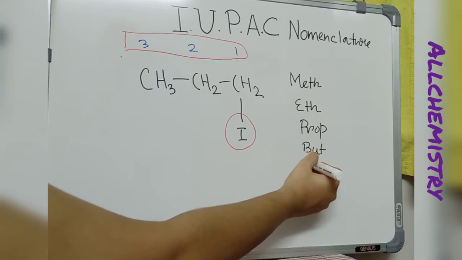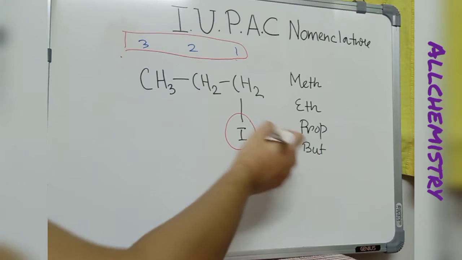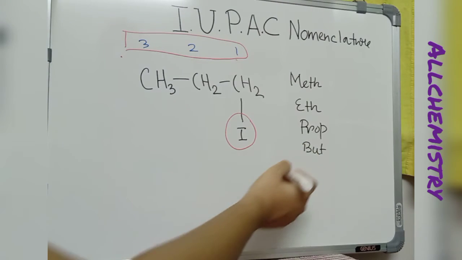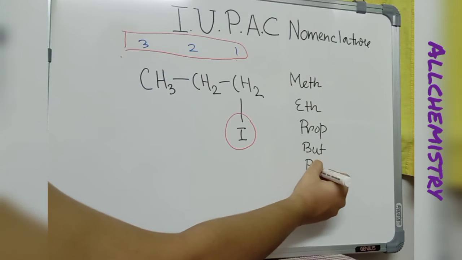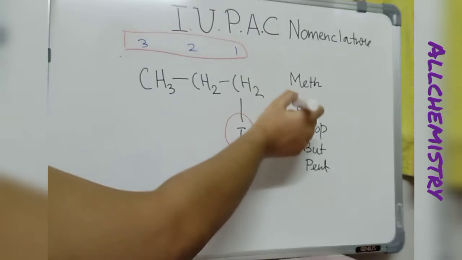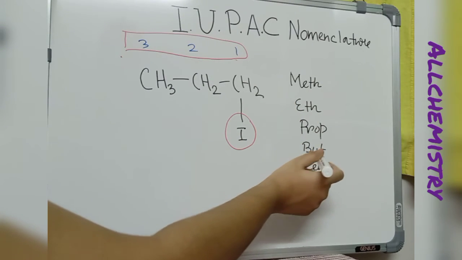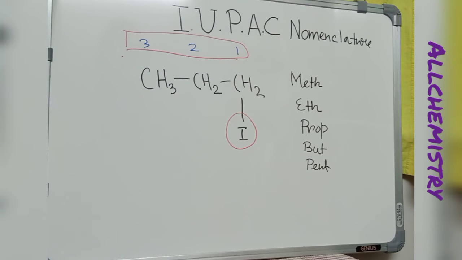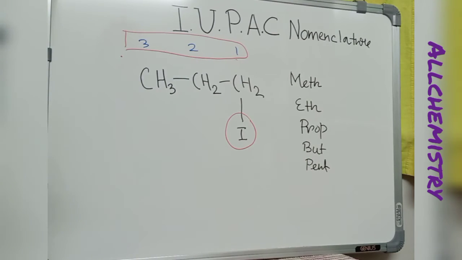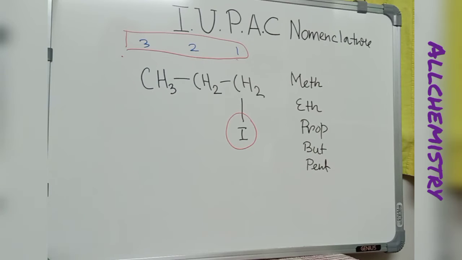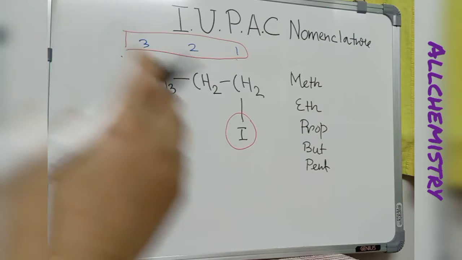When we have 4 carbon atoms, when we have 5 carbon atoms, we will say pent. Like that, we can say meth, eth, prop, but, pent, hex, hept, oct, non, dec. Now, we will add -ane, -ene, or -yne after that.